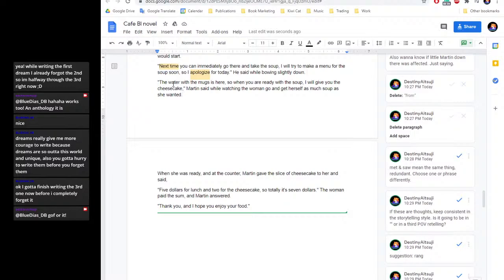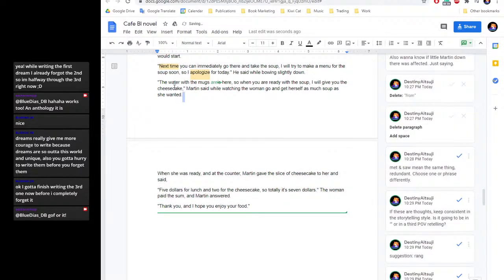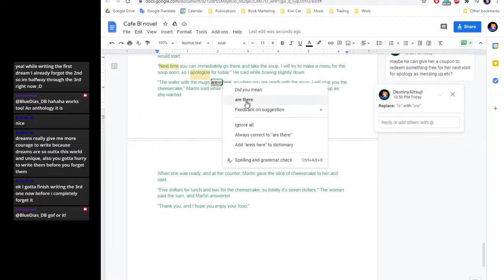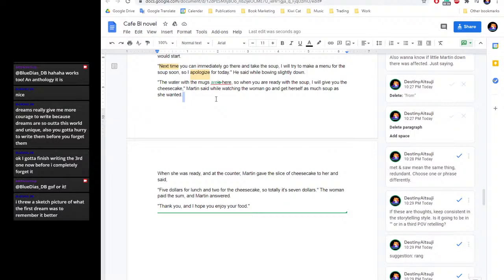Okay, and then the next one is the water with the mugs is here. Water with the mugs. This is actually plural. So when you are ready with the soup, I will give you the cheesecake. I'm going to get the soup as much as you want. Okay, so I've confirmed at this point this is a self-help thing. I don't know what's wrong with this, but it doesn't seem right here because water is uncountable, and then after that you have mugs, so it's like water with the mugs. Is he giving her the water? Or is he giving her multiple mugs, or is it a self-help thing? I really don't know. So we need the breakdown on the setting of this before I can get to any of the details. I think this is not ready for a line edit.